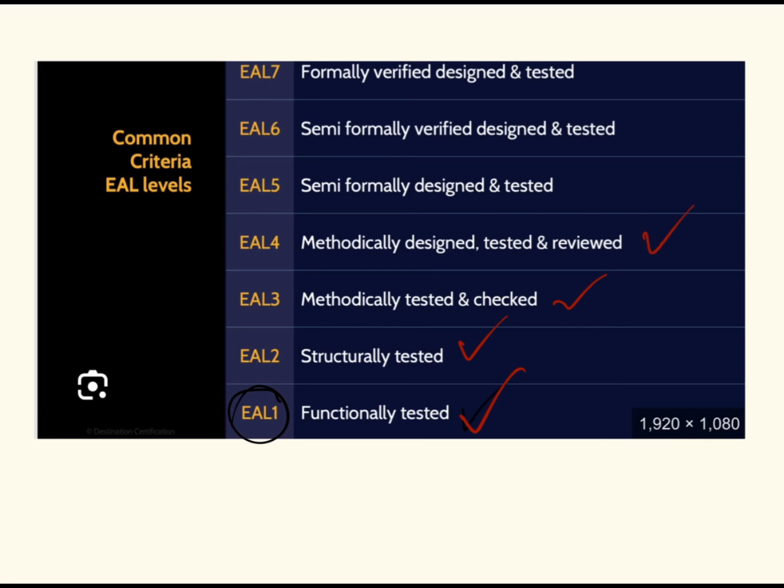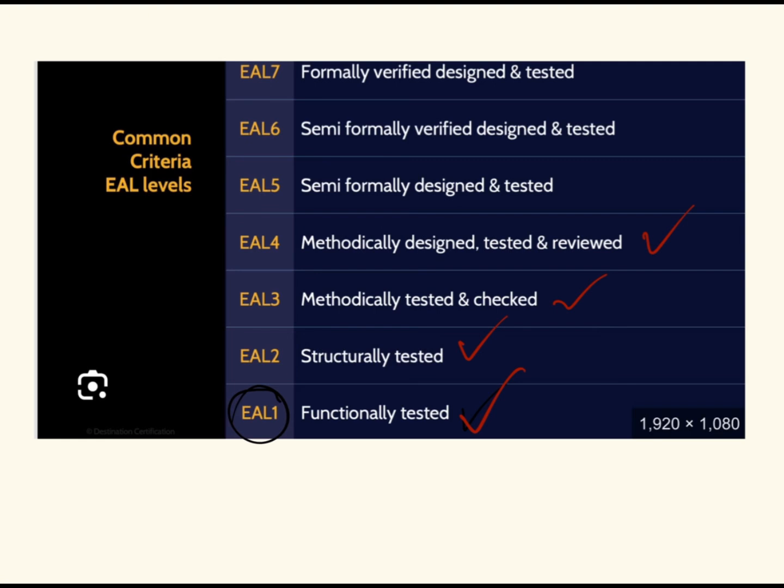EAL4 is again methodically designed, tested, and reviewed. Most important. This is most important for the CISSP exam. EAL4. We have functionally tested, structurally tested, methodically tested, and methodically designed, tested, and reviewed. This is important. I will let you know in a minute why it is important.